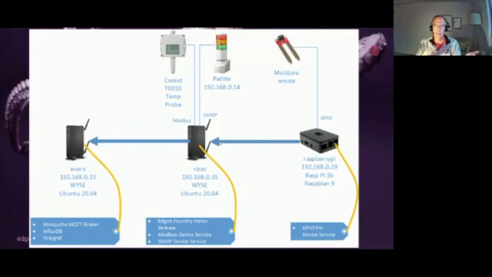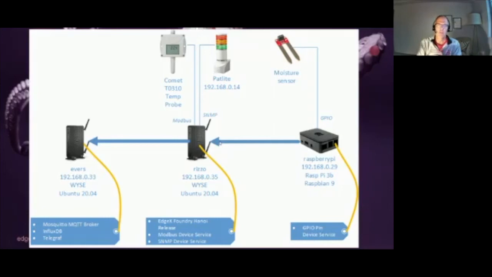The temperature probe speaks a protocol called Modbus, widely used in industrial settings. The Patlite speaks SNMP. And if you're familiar with things like networks, a lot of networking things speak SNMP. So we've got three different types of sensors speaking three different types of protocols. One sensor is connected to a Raspberry Pi. The other sensors are connected into this main gateway.